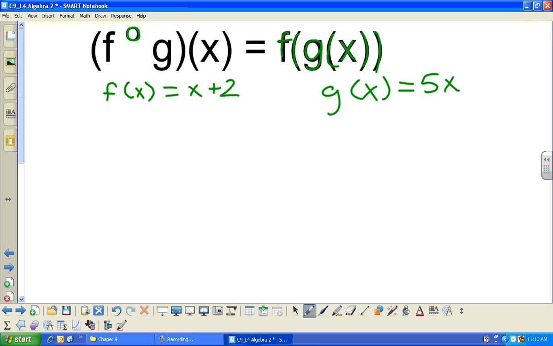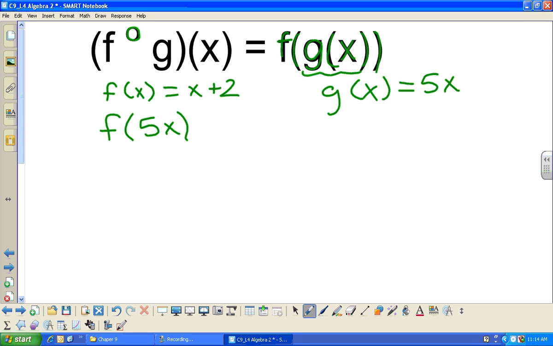If I'm going to find f of g, that means the function of g I know is 5x. So instead of writing function of g like I do up here, I'm going to write 5x because that's what function of g is equal to.